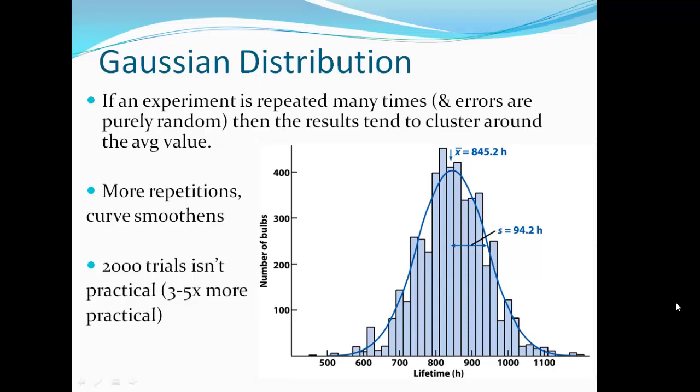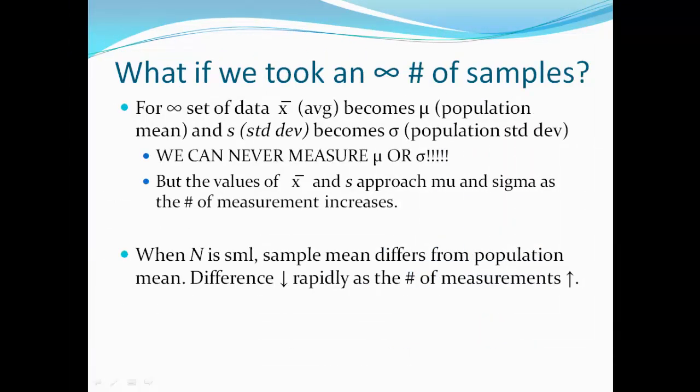The smaller the standard deviation, the more precise, in other words, the more reproducible your data is. In real life, we're going to take a limited number of samples when we do an experiment. But for argument's sake, what if we took an infinite number of samples? For an infinite set of data, the average now becomes a population average. Basically what we like to call the true mean, because as you approach infinity, your answer gets closer and closer to the truth.